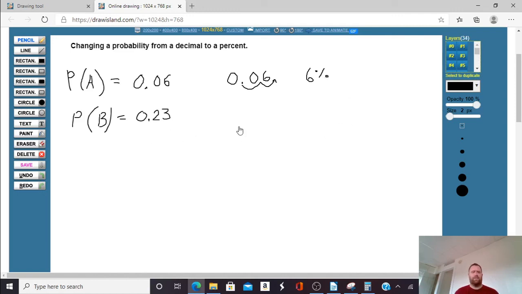Now the probability of event B is 0.23. To change 0.23 as a decimal to a percent, I've got to move the decimal point 2 places to the right. So that is a 23% chance of that happening.